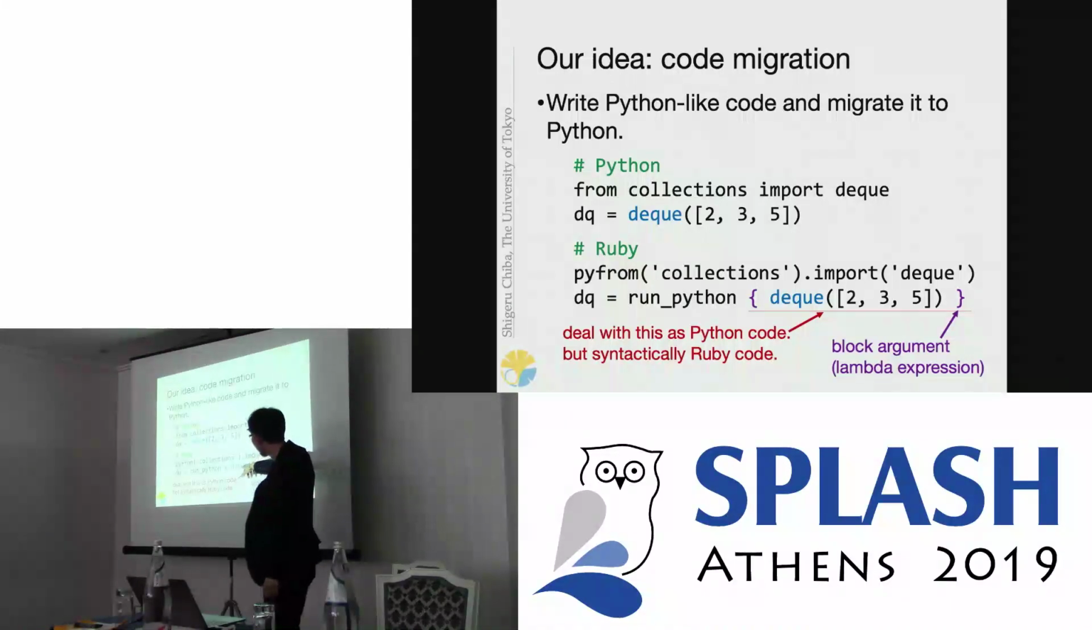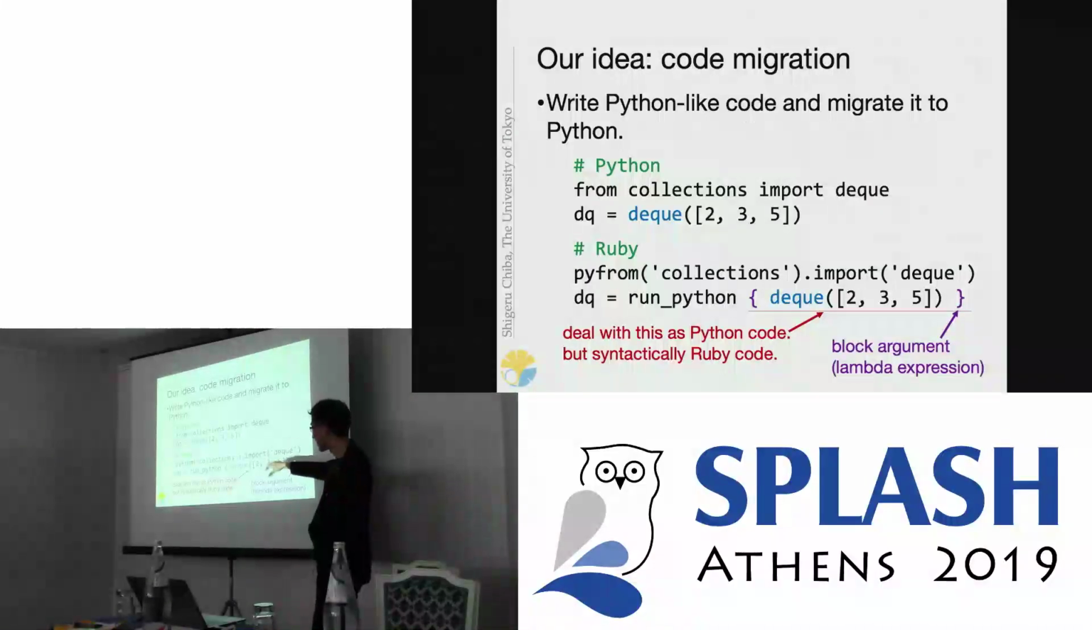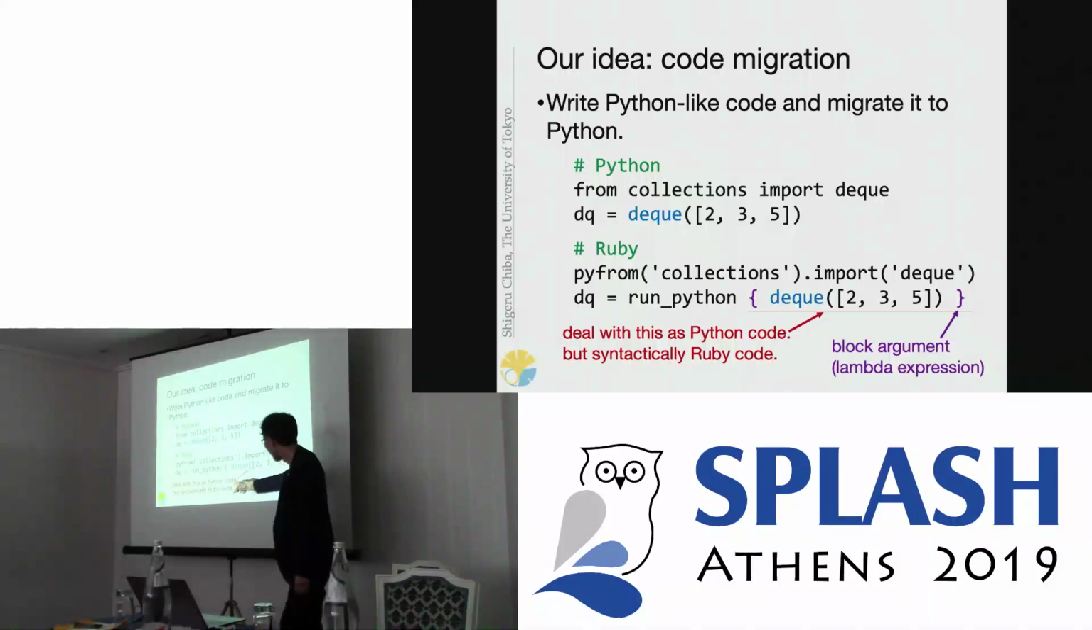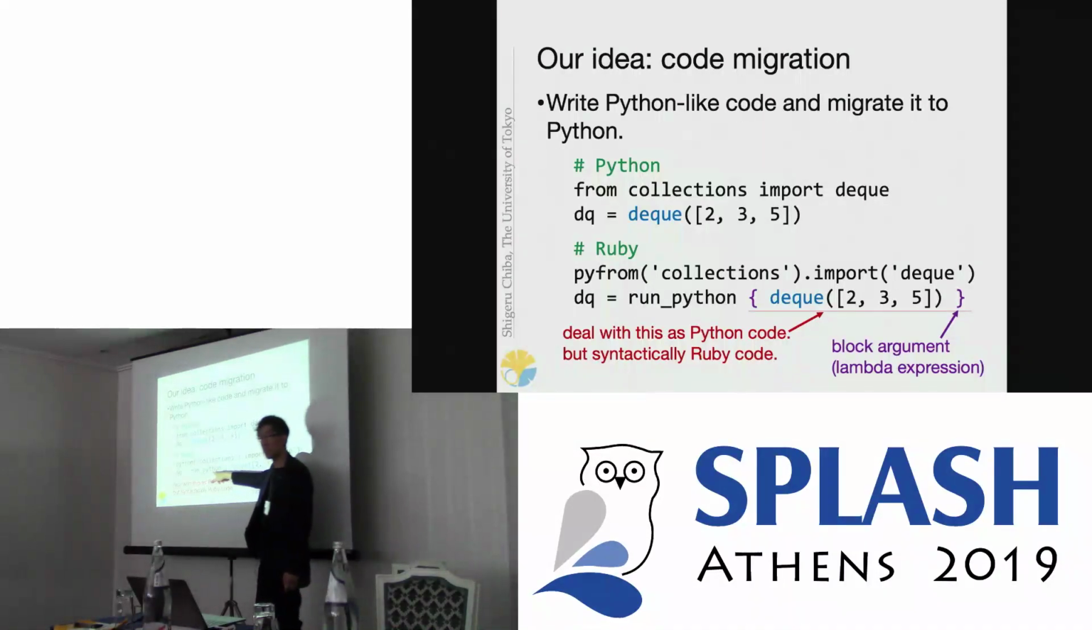So the idea is, let's deal with this expression as Python code, although it's in Ruby, and syntactically this is Ruby code. Well, that's for Ruby novice people, the audience. This curly brace makes a kind of block argument. It's a lambda, and it's automatically passed to the method run_python.